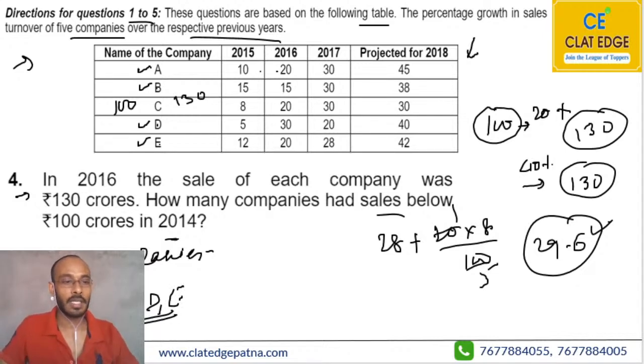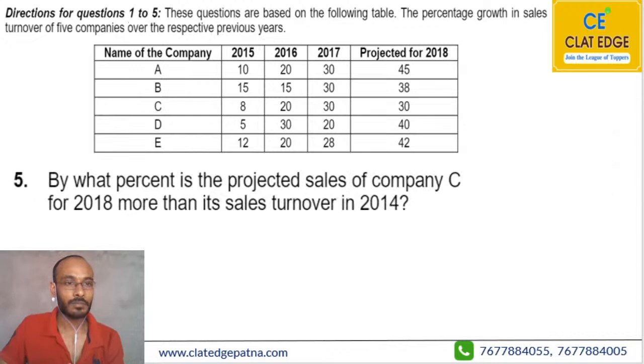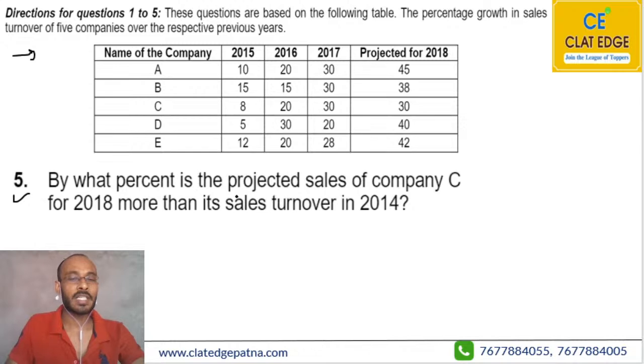Chalo, moving to the next question. So next, the information is again the same. We need to answer these questions. By what percentage is the projected sales of company C for 2018 more than its sales turnover in 2014? Projected means the projection for 2018 for C. By how much percent will it be more than 2014?